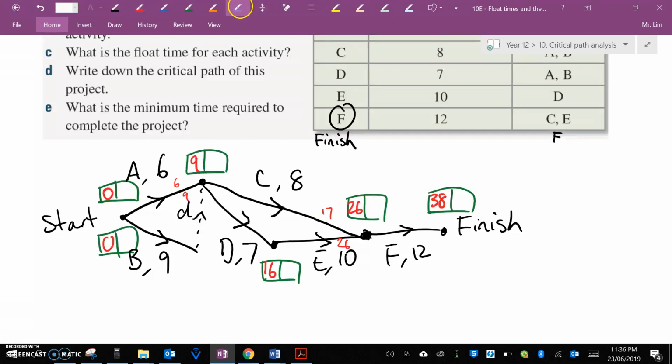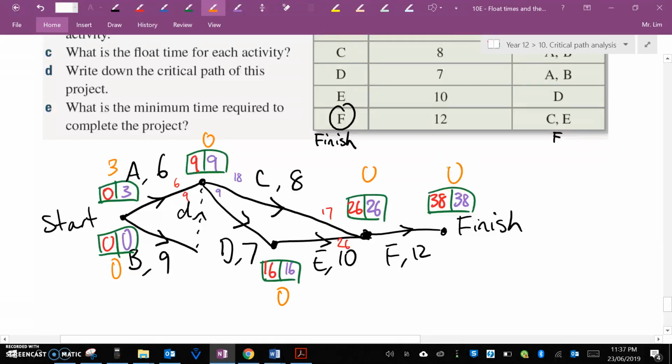And now we need to do our backwards scanning, where we go backwards. 38 minus 12 is 26. 26 minus 10 is 16. 16 minus 7 is 9, or 26 minus 8 is 18. I have to take the smaller one, which is 9. Whenever we're going backwards, we're taking the smaller number. 9 minus 6 is 3, and 9 minus 9 is 0. So here we've got float times 0, 3, 0, 0, 0, 0.